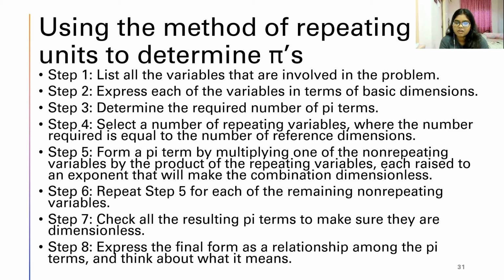Step 7, check all the resulting pi terms to make sure they are dimensionless. So during this checking time, you can maybe change the M to F in order to not be confused. Step 8, express the final form as a relationship among the pi terms and think about what it means. So after we give our expression, we can summarize it in a conclusion.